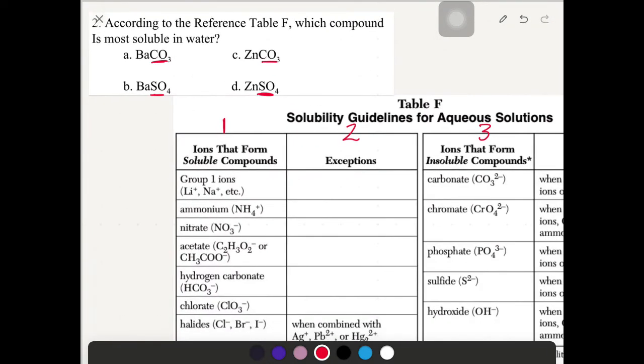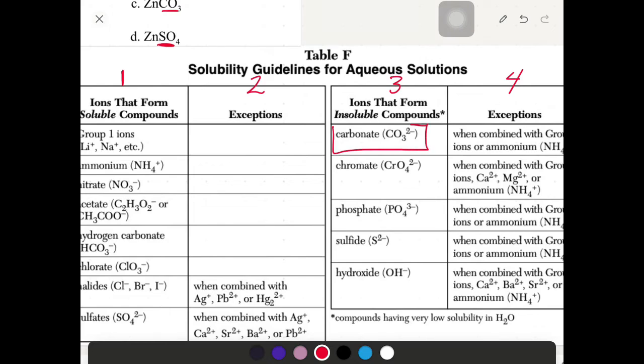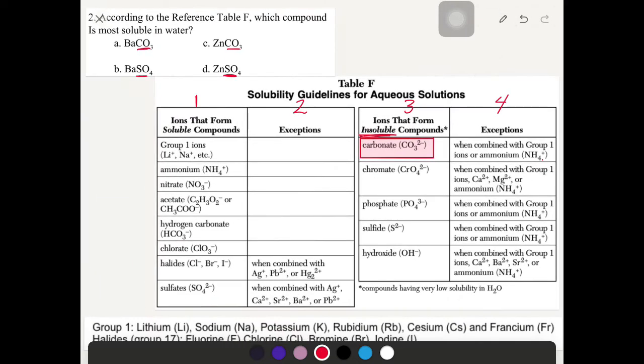Okay, let's start with carbonate. Okay, find carbonate right there, and it says that they form insoluble compounds, but this question is asking us for soluble compounds, so we would want to look for something that is an exception. So it says when combined with group 1 ions or ammonium, neither of those are a group 1 ion, right? We wrote those down already. Group 1 ions are down here. Barium is not one of those, and neither is zinc, okay, or ammonium. So barium or zinc are not ammonium, so we can cross those two out.